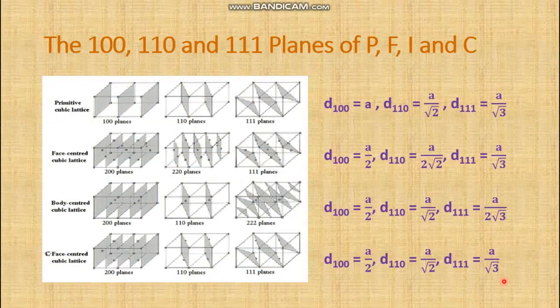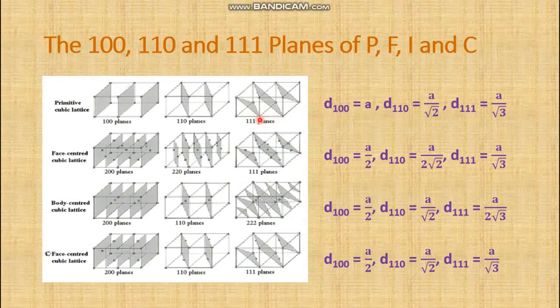Now the 110 plane, 100 plane and 111 plane for the 4 space lattices. You have to draw these pictures, all the 4 into 3, 12 pictures. Okay, this is the primitive 100 plane, intersecting at just unit distance along the A axis. The 110 plane means it is intersecting the A axis and B axis, not the C axis. It is parallel to the C axis. Whereas the 111 plane means it is intersecting all the 3 axes at unit distances.